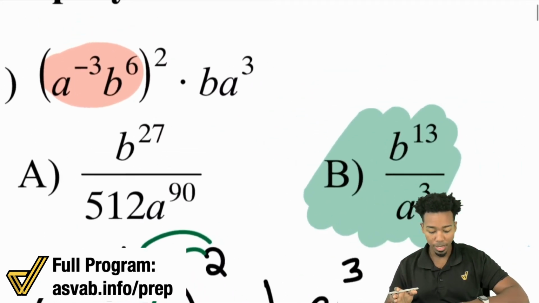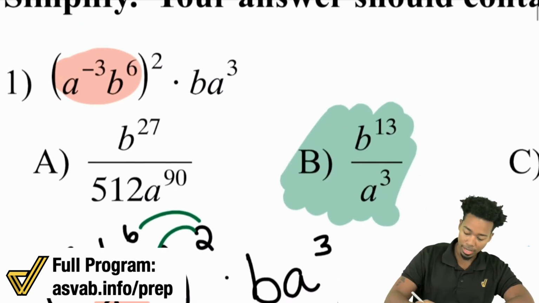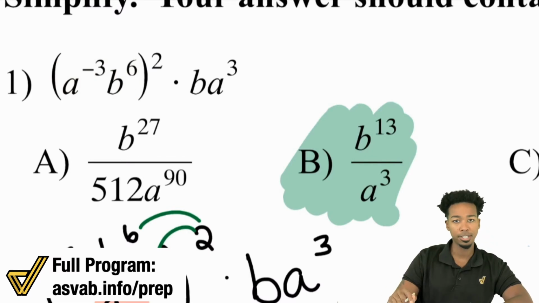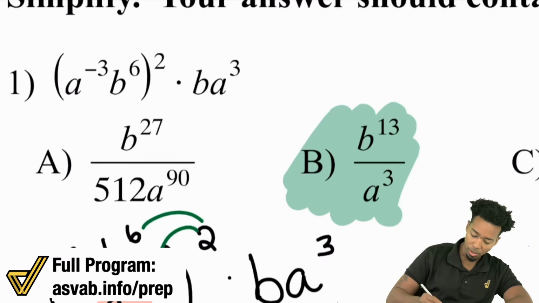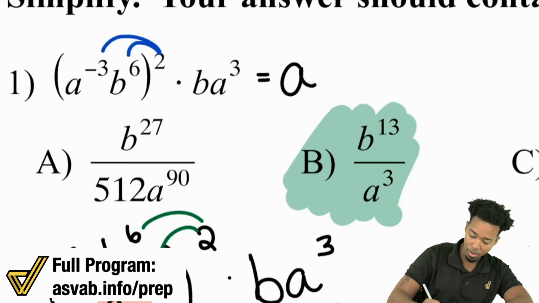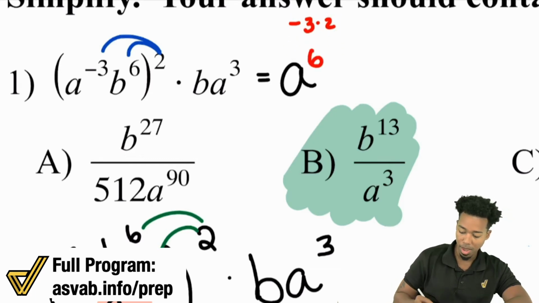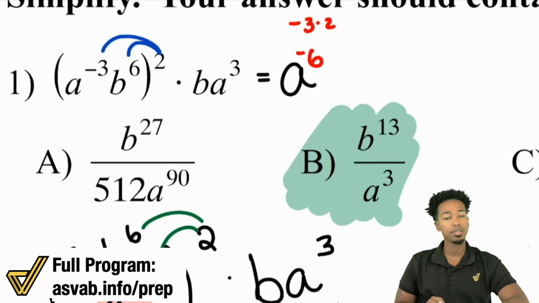Let's go ahead and go back to the beginning here. And let's pretend that we didn't care about that negative for a second. So let's go ahead and apply the power to a power law and multiply those exponents. Because once we do that, what we'll have is a to the power of negative 3 times 2. Negative 3 times 2, what's that going to be, my math party people? That's going to be negative 6. So let me write that right there, a to the power of negative 6.